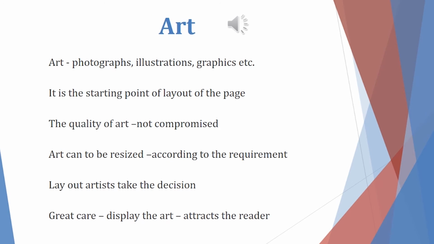Art. Art includes pictures, illustrations, and graphics like maps and charts. Art is also the starting point for laying out the page for most layout artists. Of late, we find that art is more often used than it has been earlier. It draws the attention of the readers to the page and to the story in particular. The visual element helps to understand the story better. Graphics simplify the story by presenting it in a very comprehensive manner.